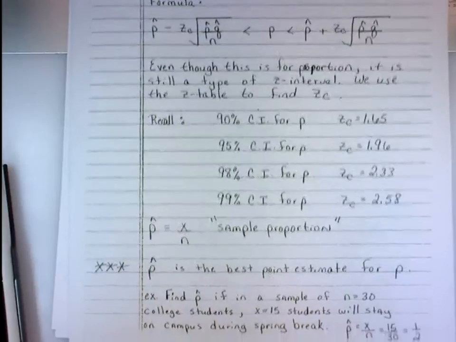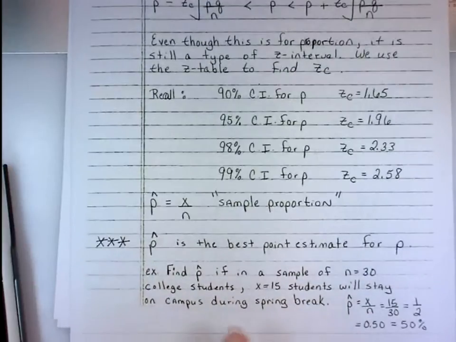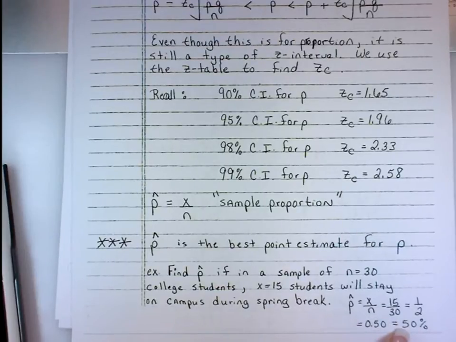Here is an example. It's very easy to find. Find P hat if in a sample of 30 college students, 15 students will stay on campus during spring break or fall break. P hat is x over n, or 15 out of 30, or 1/2, 50%. Very easy. So 15 out of 30, or 50% of students, will stay on campus during the fall or the spring break. Very easy value to find.